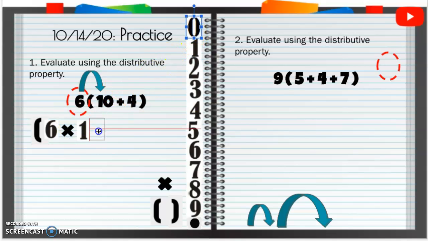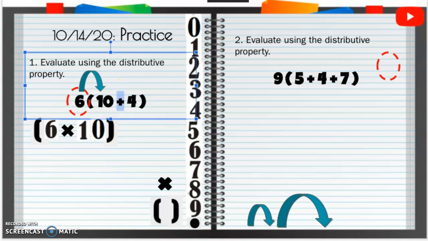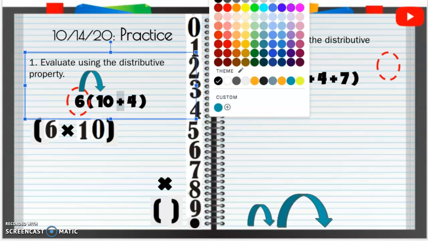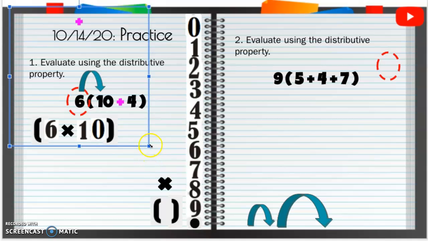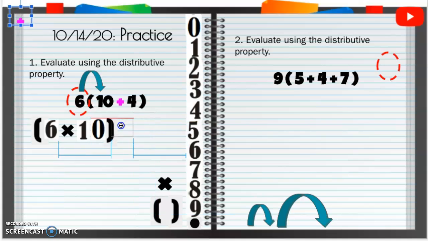Now I'm going to close that parentheses. The next part we need to look at is, what symbol is in between? Well, there's an addition symbol. So I'm going to highlight that, and I'm going to make that pink. This addition symbol, we are going to keep. I'm going to put it there and move this on over.